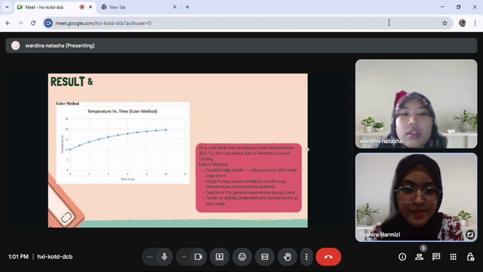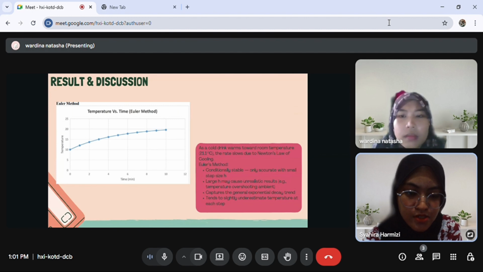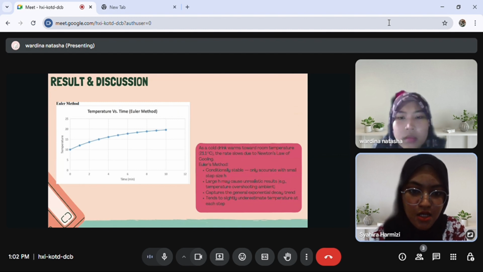Okay, next. For results and discussion, we plot the graph of temperature versus time for the Euler method. It is conditionally stable, which means it is only accurate with a small step size h. So it's not suitable for a higher step size. A larger h may cause unrealistic results, for example temperature overshooting the ambient temperature. It will capture the general exponential decay trend, but tends to slightly underestimate the temperature at each step.